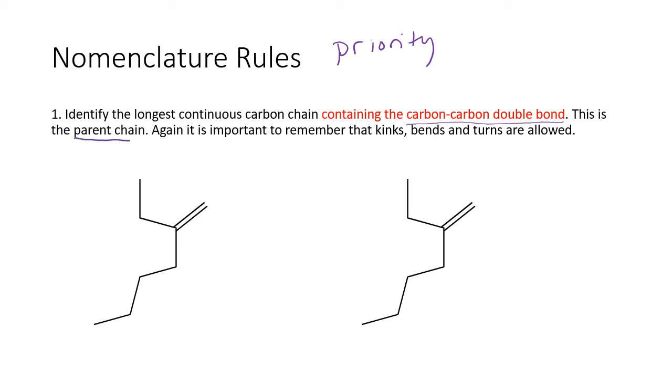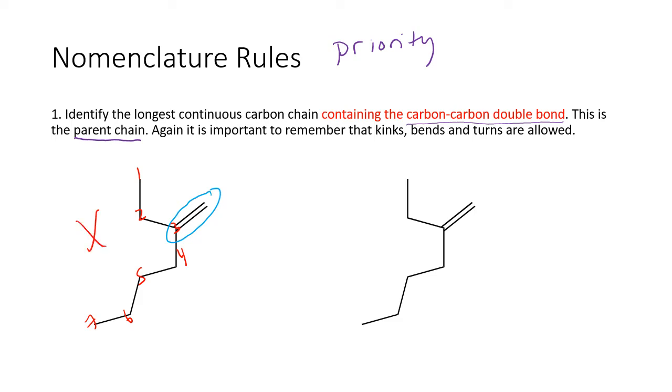So recall that your parent is what you place at the end of the name. Remember, you can follow through with kinks, bends, and turns. So when numbering, for example, if we start on the left, you might think you want to go 1, 2, 3, 4, 5, 6, 7. You have 7 carbons in that chain, that would be hept. But I did not include the double bond in my numbering, so this is not going to be correct.